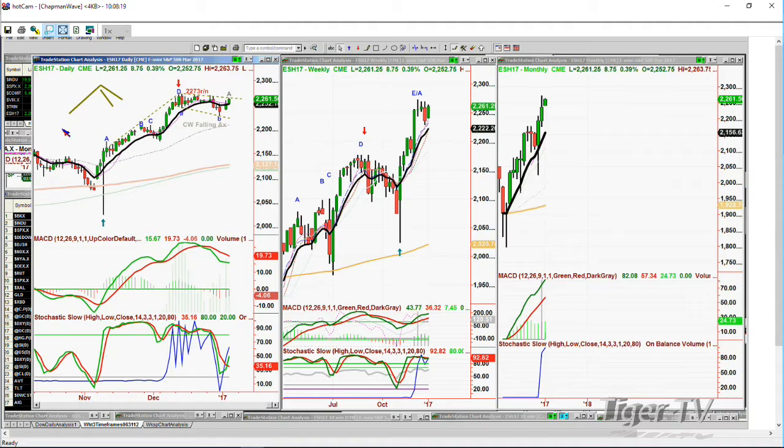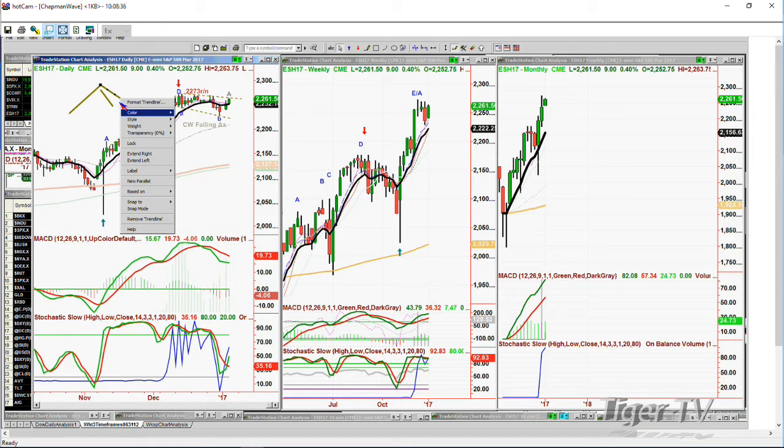Basically what happens is price goes up, up, up, up, up. It's got nothing to do with peaks or troughs. You're looking at a series of higher highs, and then the price stalls, and then it starts to make lower highs and much lower lows.